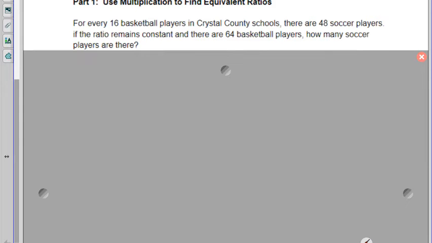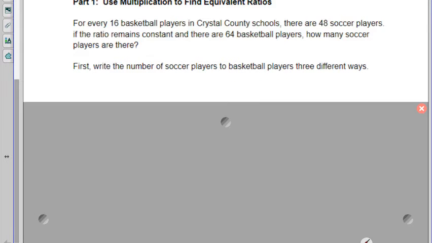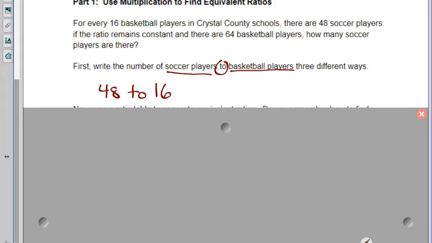Let's get into it. For every 16 basketball players in Crystal County schools, there are 48 soccer players. Now if the ratio remains constant and there are 64 basketball players, how many soccer players would there be? First I'm going to write a ratio of soccer players to basketball players three different ways. They said soccer players first, so that's what I had to write first, and we had 48 soccer players for 16 basketball players, so that's 48 to 16, 48 to 16, or 48 to 16. So there are my three different ways.